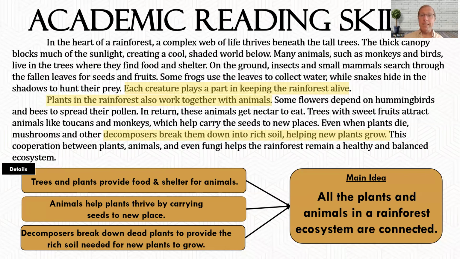They might not have places to live. The animals might not be able to survive. The rainforest ecosystem would break down. So we need all of these things together for the rainforest ecosystem to function.